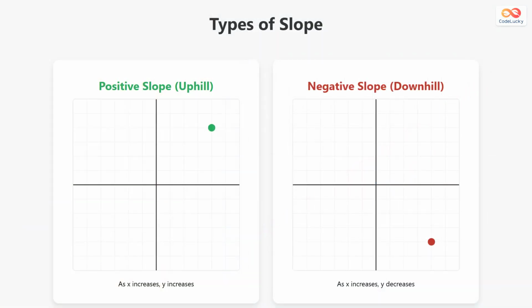Slope tells us the direction of the line. If the slope is positive, the line goes up from left to right, like climbing a hill. If the slope is negative, the line goes down, like skiing down a mountain. Always read graphs from left to right.